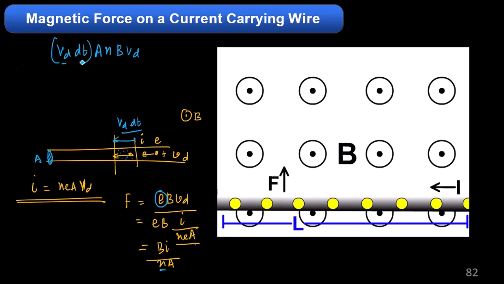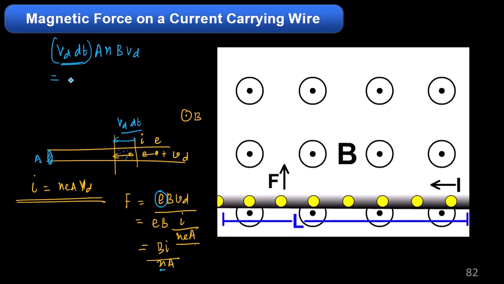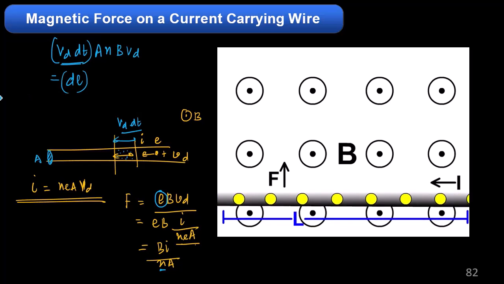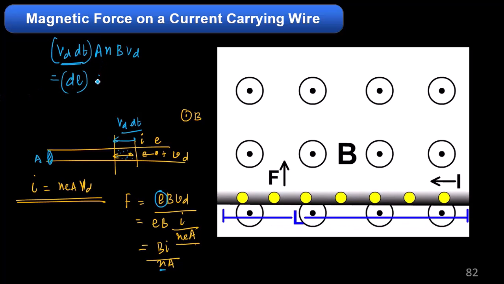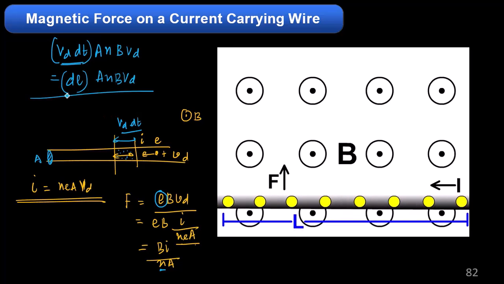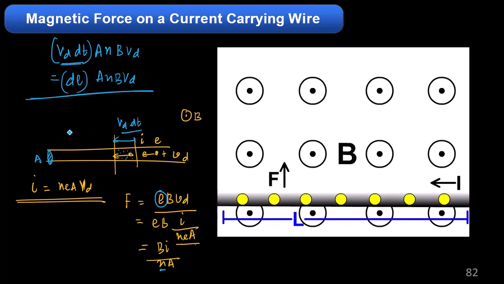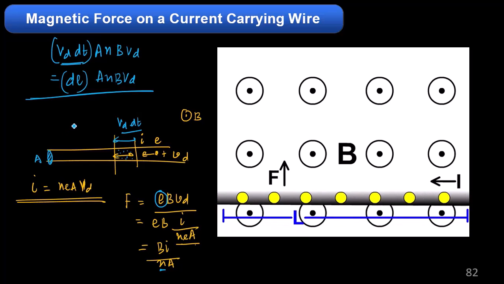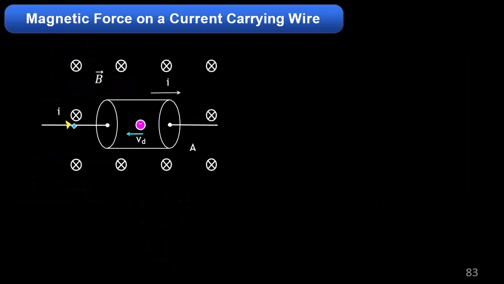So this Vd into dt is nothing but our dl, the length that has been traveled, multiplied by A into n into B into Vd. That gives the total amount of force. So this is the net force acting on a charge element. If the charged particles are moving with velocity Vd, we can write here that if only one single charged particle is there, then the force on this charged particle is in this direction.